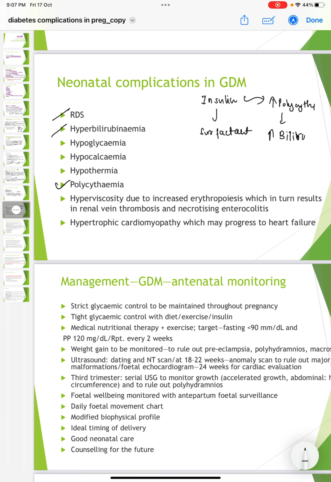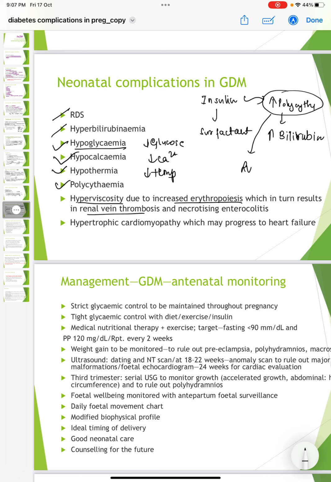Okay. So during the antenatal period, mother is the supplier of glucose. When the baby is delivered, there is no supplier, so hypoglycemia. So all electrolyte imbalances, there is hypocalcemia, and hypothermia, temperature control is not there. Because of this polycythemia, there is hyperviscosity of the blood, increased erythropoiesis, which in turn causes renal vein thrombosis and necrotizing enterocolitis. And in the heart, we get reversible hypertrophic cardiomyopathy.